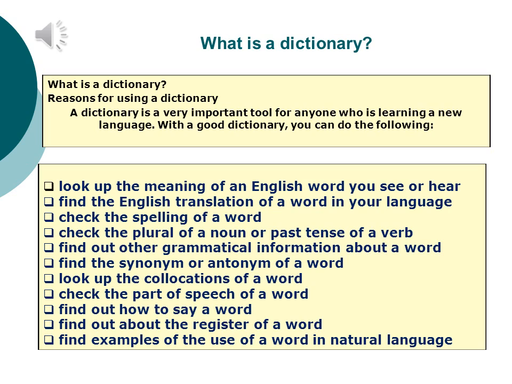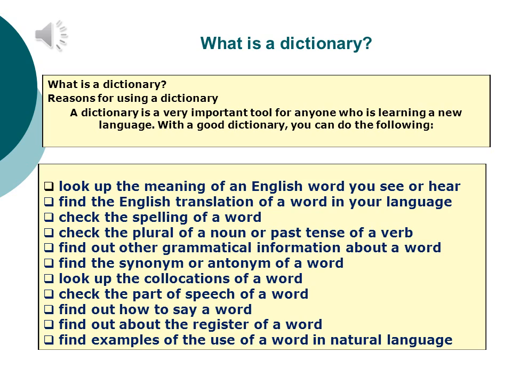First, what is a dictionary? A dictionary is a book that lists the words of a language in alphabetical order and that tells you what they mean in the same language, or in our case, in English or in another language. A dictionary. Now, why do we use a dictionary?